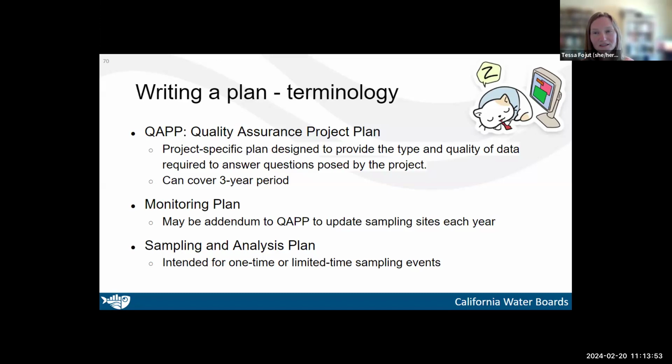Now, if you have a small project that's only 1 or 2 years, you don't need to have that. That can all just be in your one plan. And then there's another term, sampling and analysis plan. That's another term that US EPA uses, and that's typically used for a one-time or limited time sampling event. So it's just meant to be smaller than a QAP. A QAP is typically for something that's more planned out, thought out, might be longer term.